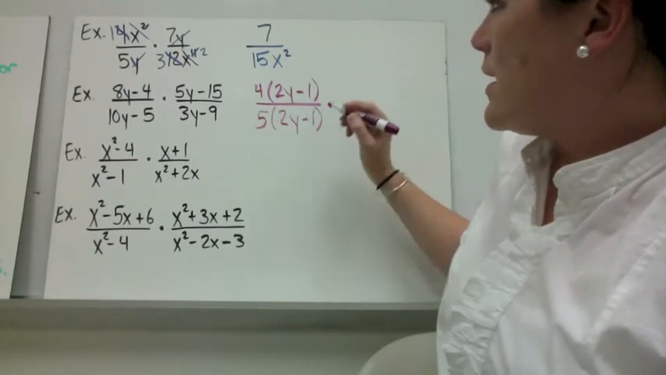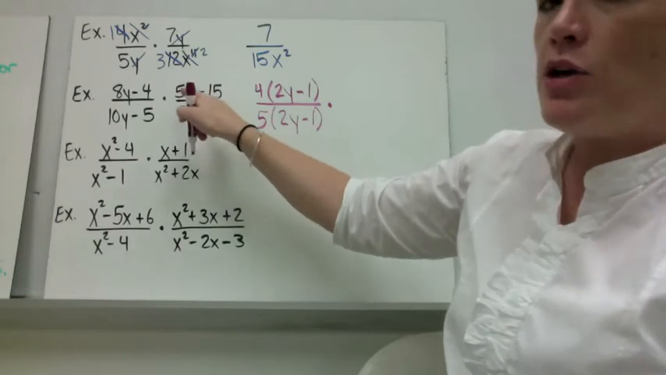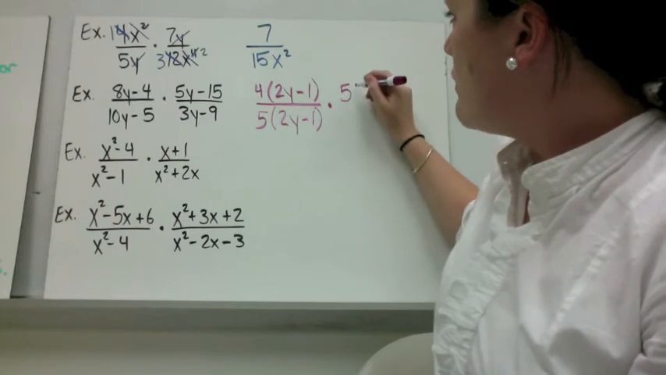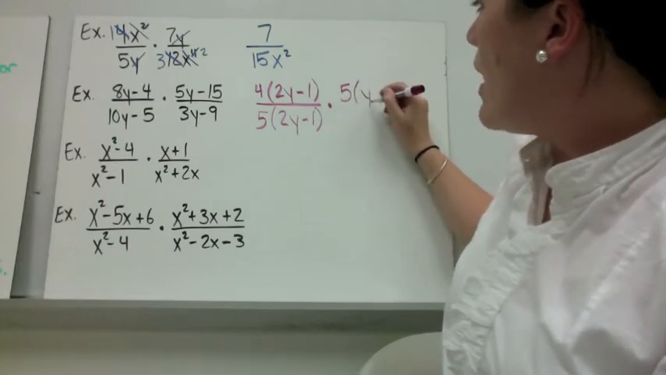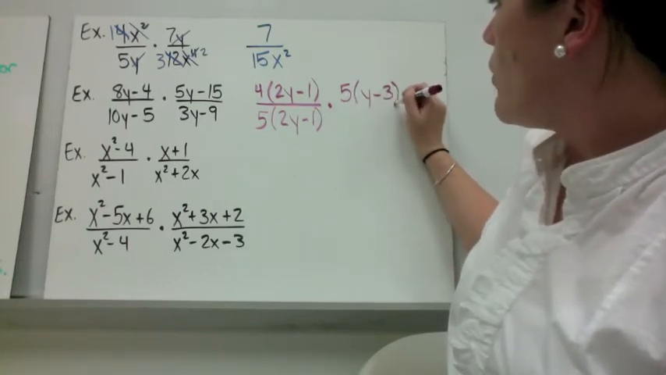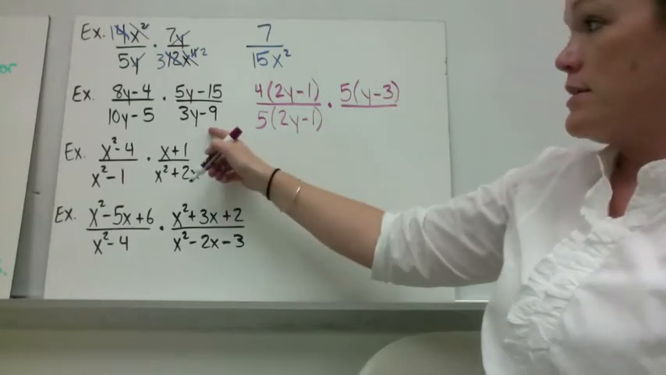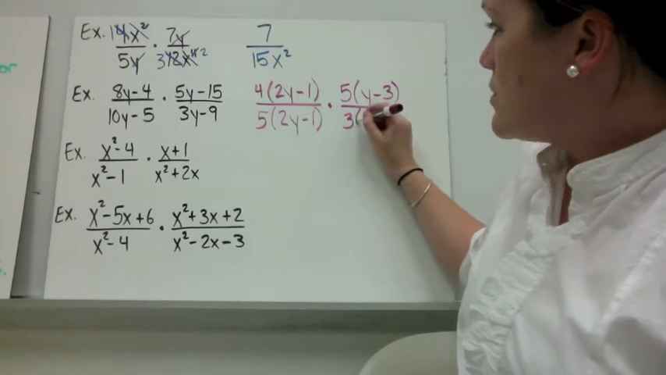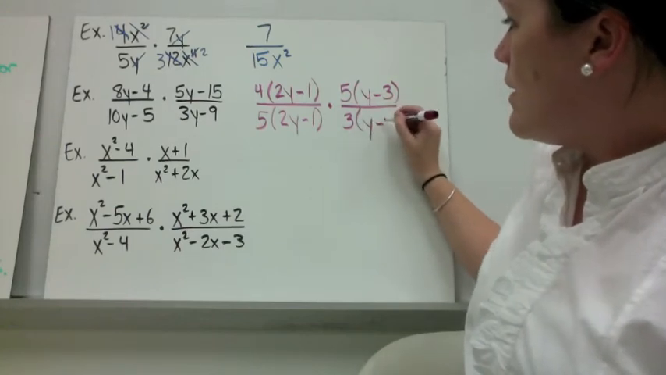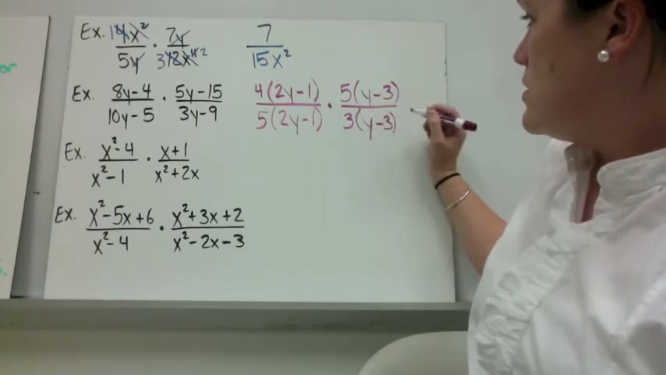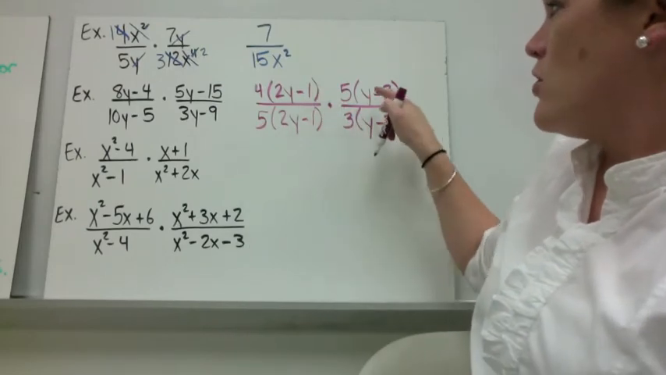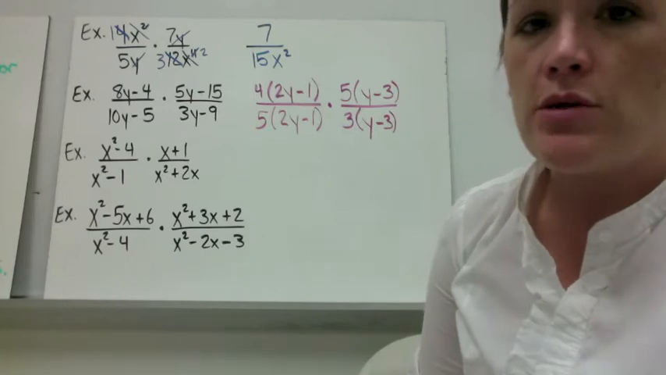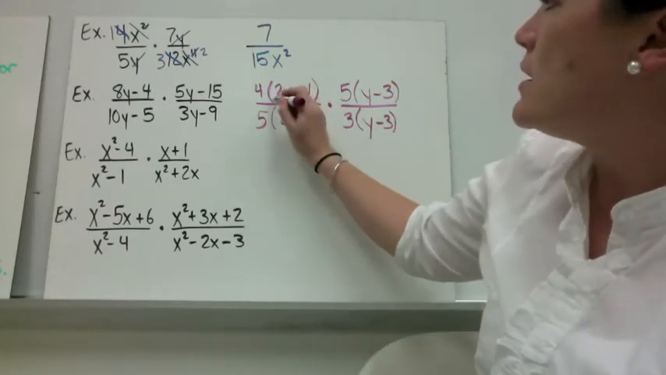We're still multiplying, so I bring that over. In my numerator, I have 5y minus 15, so I could factor out a 5, and I would have y minus 3 left over. And then in my denominator, I have 3y minus 9. So I could factor out a 3, and I would have y minus 3 left over. So now I have everything factored, all numerators and all denominators, and I can cancel out the factors that are matching, or the ones they have in common, as we say.